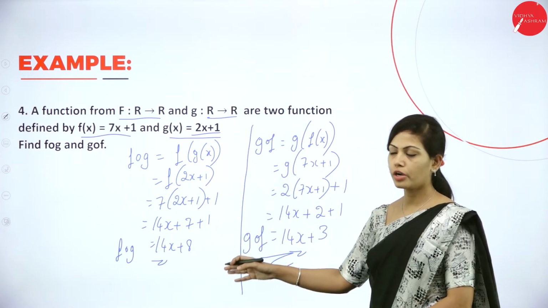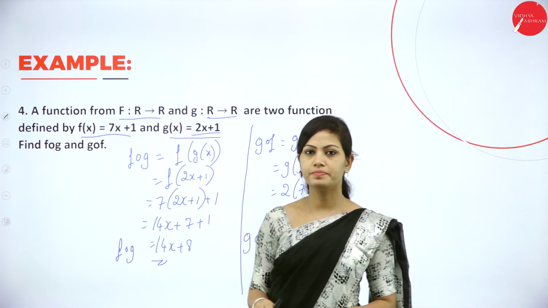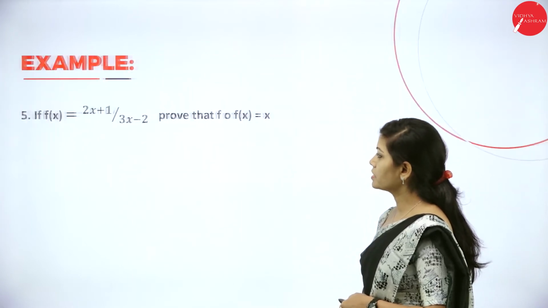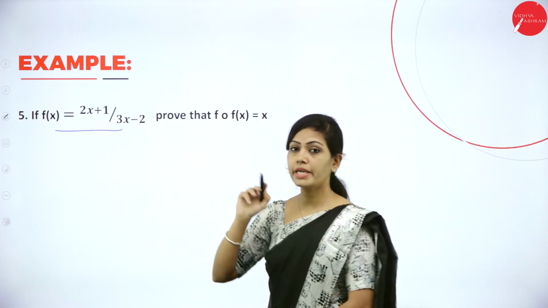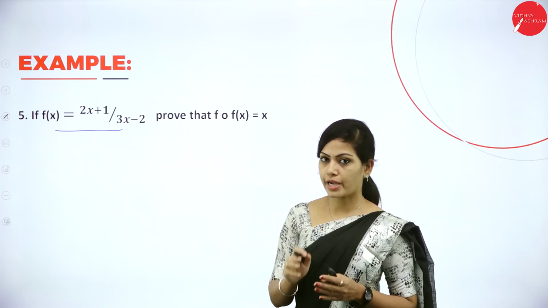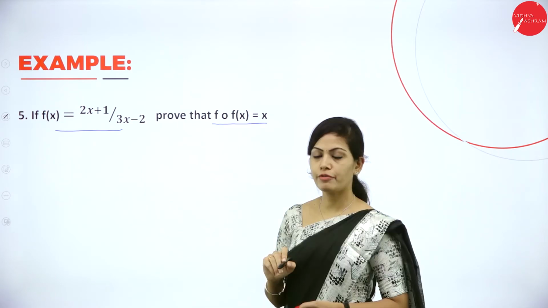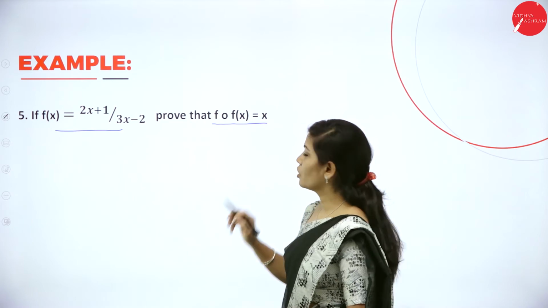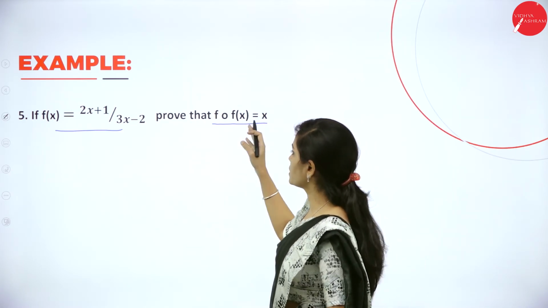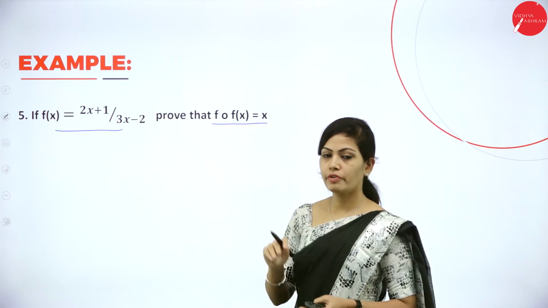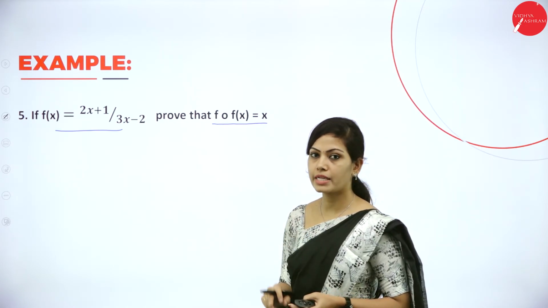So this is your fog and gof value. The next problem is, if f of x is equal to (2x + 1) divided by (3x − 2), prove that f of f of x is equal to x. So we have to prove LHS is equal to RHS.